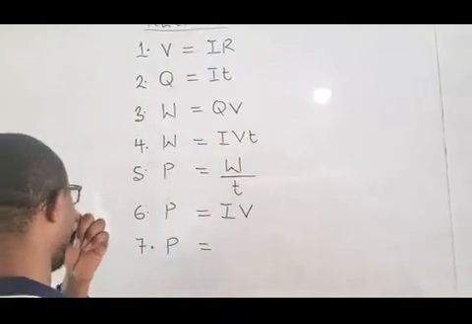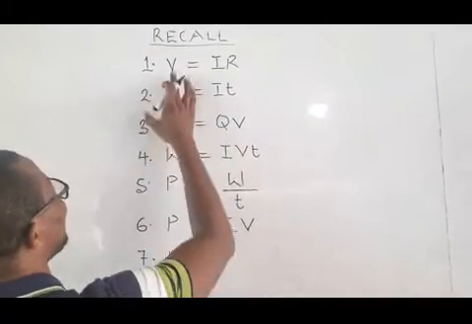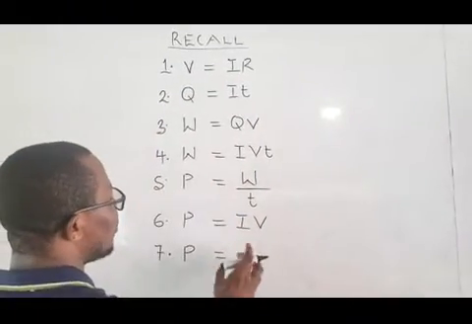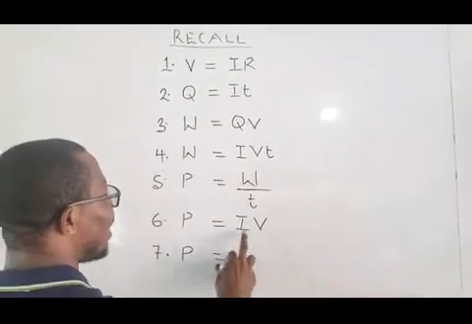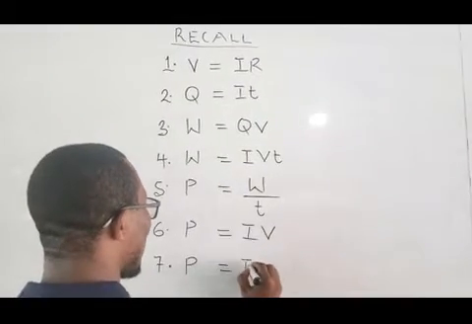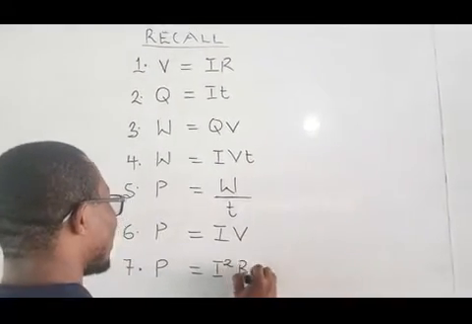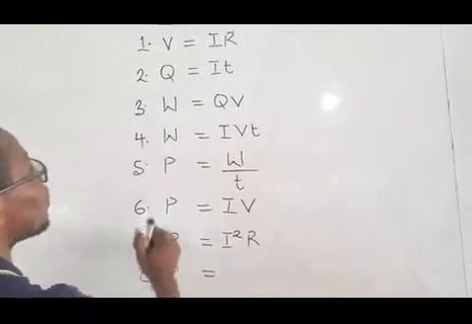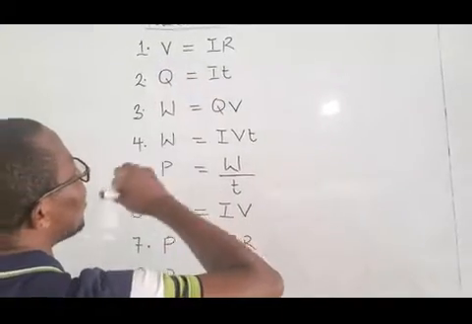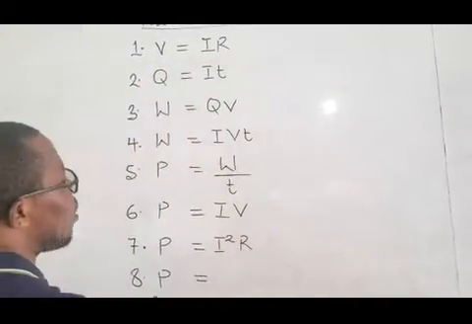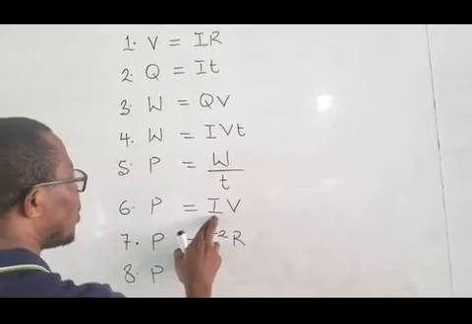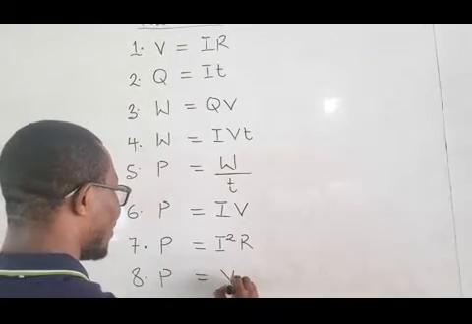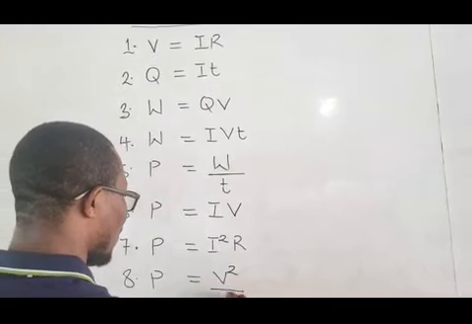We also said that from V equals IR, if you substitute IR in place of V, it becomes I times IR. That gives I squared R. And then similarly, if you rather make I the subject here, your I becomes V on R. So if you substitute V on R here, it becomes V on R times V. And that gives V squared over R.